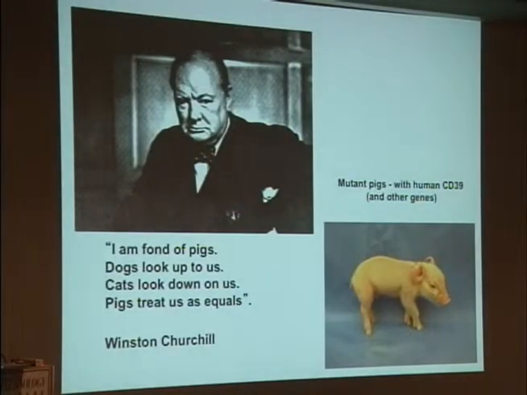So let's talk about pigs. Churchill liked pigs because dogs look up to us, cats look down on us, and pigs treat us as equal. And what we're trying to do with these pigs is make them more equal by putting in human genes like CD39 and other thromboregulatory factors. And there's a reason to do that, and I'll show you what the reason is. Some of these pig thromboregulatory factors don't work well across species barriers. You're putting a pig graft into a baboon or ultimately a man, and some of those anticoagulants which are expressed on the endothelium don't work well across species barriers.